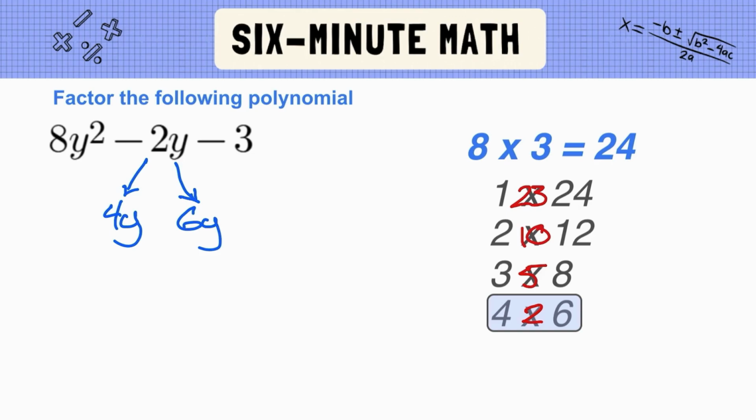And I just need to figure out which one's positive and which one's negative. I know that my b value is negative, which in this case is going to make my higher term negative. So I'll have negative 6y and positive 4y. I drop my a and my c values.